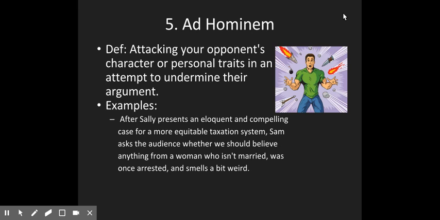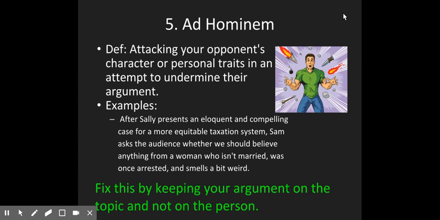So the example here: after Sally presents an eloquent and compelling case for a more equitable taxation system, Sam asks the audience whether we should believe anything from a woman who isn't married, was once arrested, and smells a bit weird. So rather than attacking her argument on taxes, he attacks her person, her personal life. Politicians do this a lot, but it is actually a logical fallacy, and you should not do it when you're debating. So fix this by keeping your argument on topic and not on the person. It's a cheap way to argue.